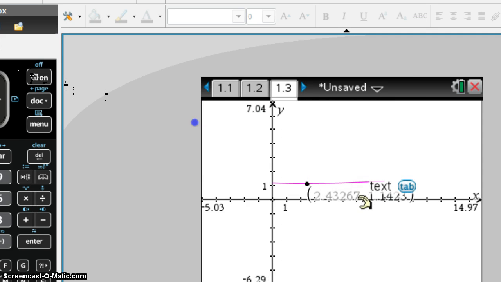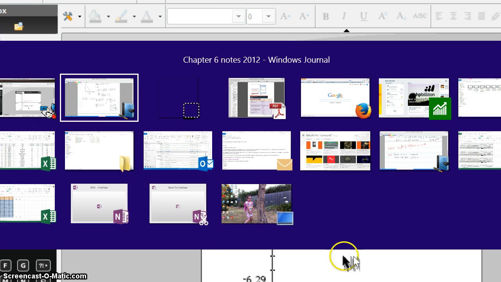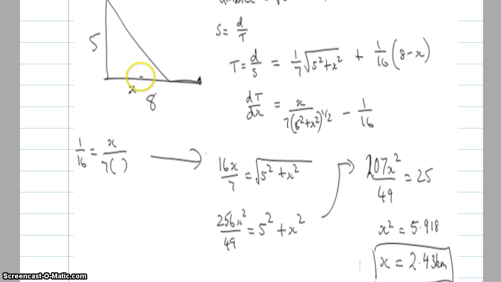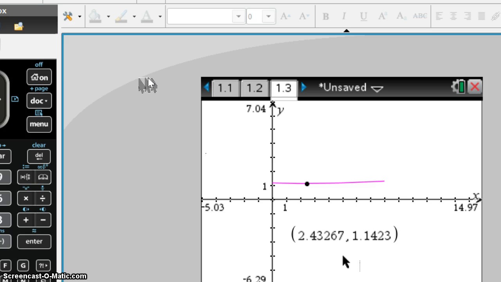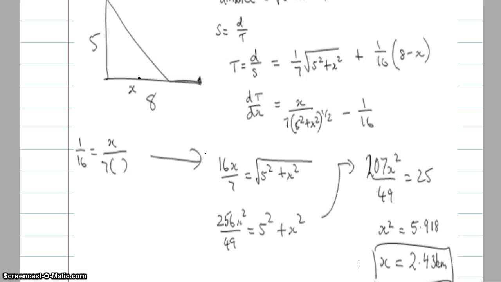So I'm going to find out that minimum point, and it will be somewhere along here. And there we go, 2.43, which is what I had before. So I can tell you that if he aims at 2.43 k's along the beach, so somewhere along here, that's about there, he will complete this in 1.14 hours. That's how long it will take him to complete this race. Okay, so that's how we go about doing that kind of question.